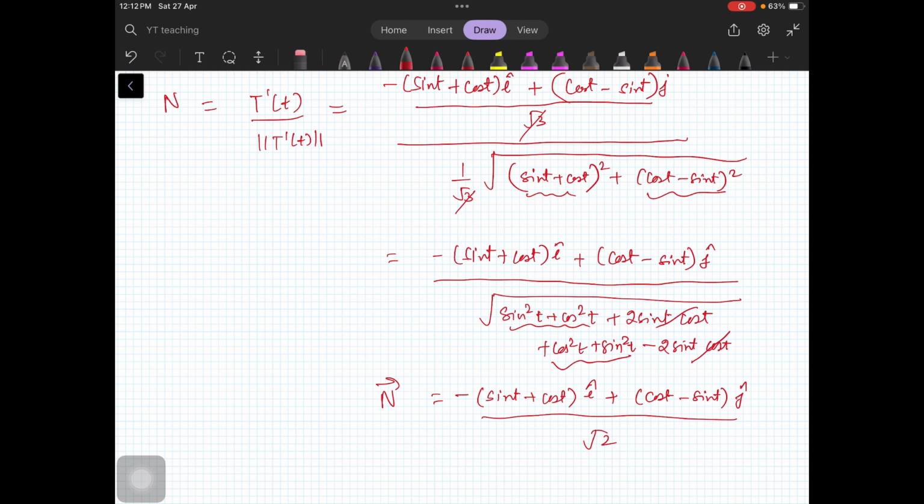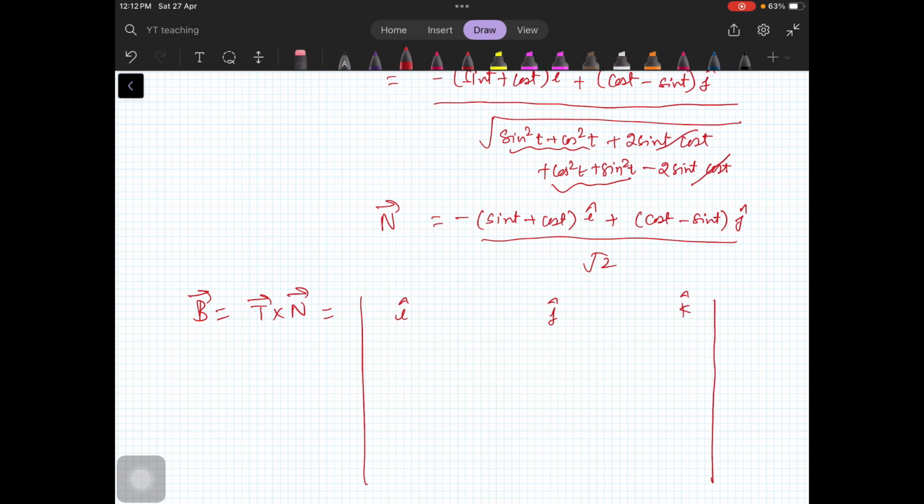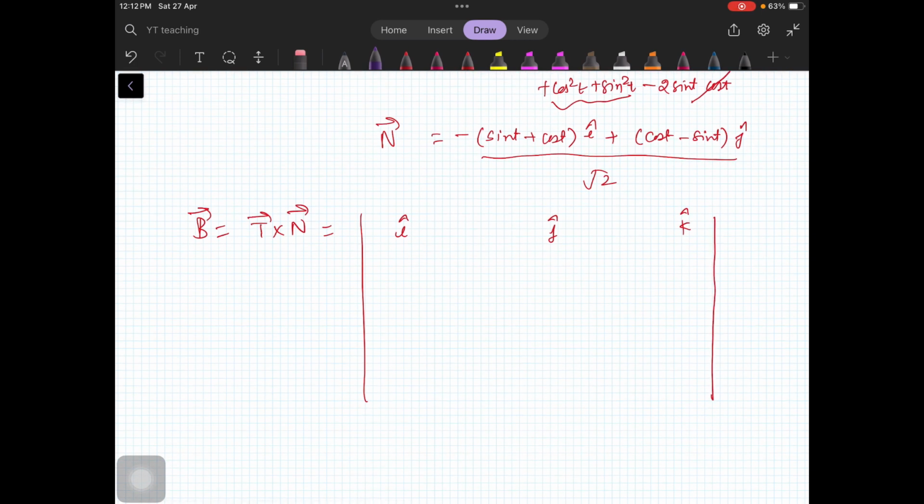Now for torsion, you should have the b vector first. So what is the b vector? The b vector is t cross n vector. So we already have our t and n vectors. So you just write the components for t and n vectors. So you see, the calculations are long, but don't worry, they're not hard.